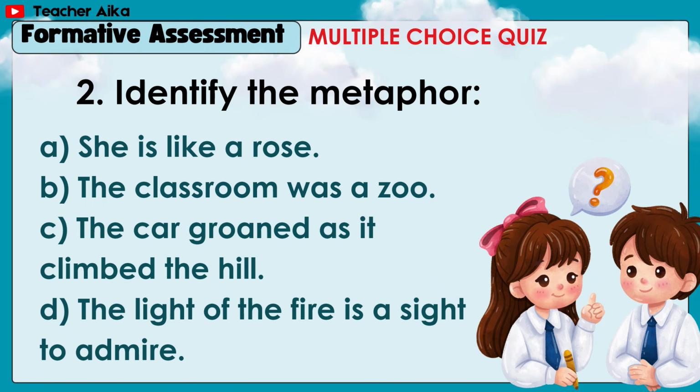Number 2. Identify the metaphor. A. She is like a rose. B. The classroom was a zoo. C. The car groaned as it climbed the hill. Or D. The light of the fire is a sight to admire. Answer B. The classroom was a zoo.